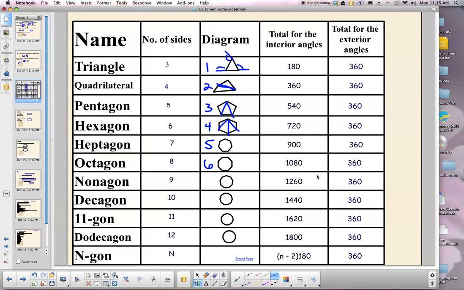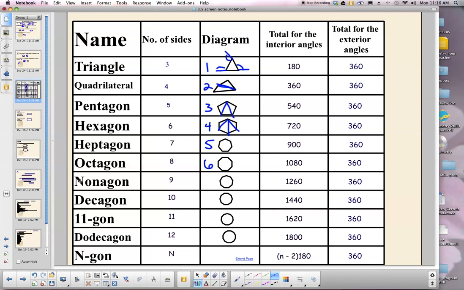So there, you can always find the total number of degrees inside a polygon by looking at the number of sides it has. All you do is take the number of sides and minus 2 from it. That's how many triangles it creates, and then take your number of triangles times 180, and that will give you your total for your interior angles. This is a formula that we will use often, so make sure that you write that down in your notes.